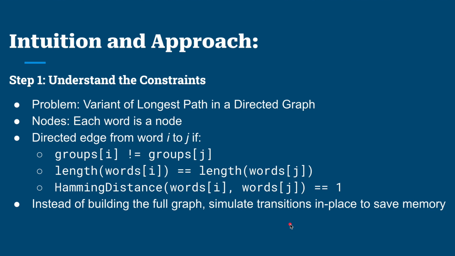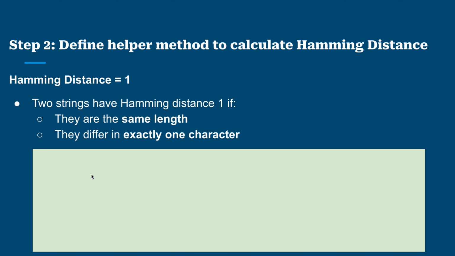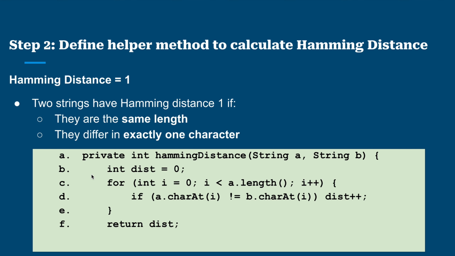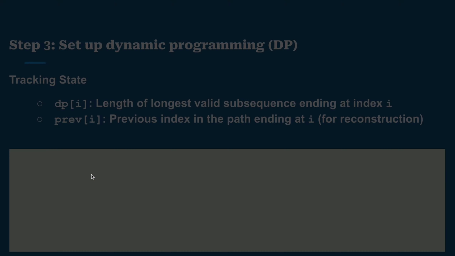What needs to be done, like what is the intuition and the approach. First of all, we will understand the constraints and check all these conditions. And then we will not build the full graph; we will create the transition in place to save memory, right? Then we have to define the helper method to calculate the Hamming distance. As you know, we have created a Hamming distance helper method, and we'll check between the two words, right?